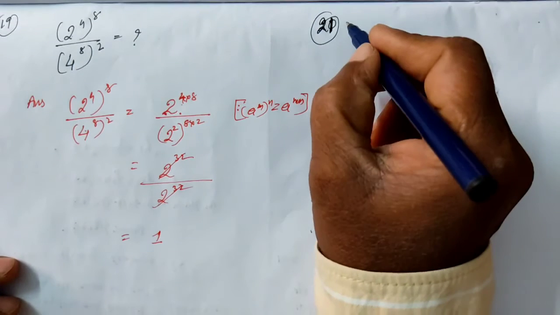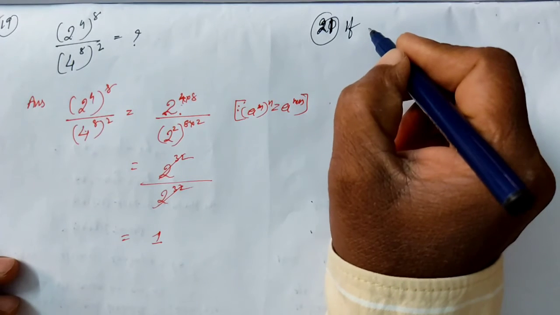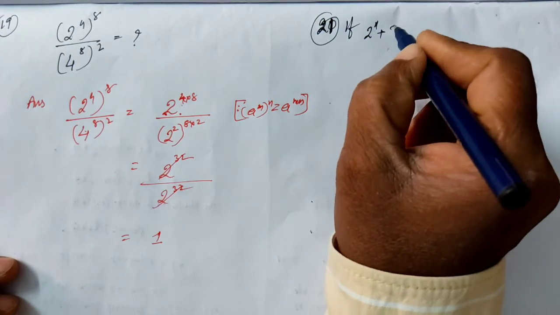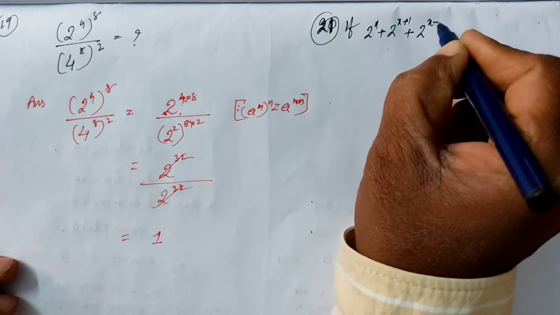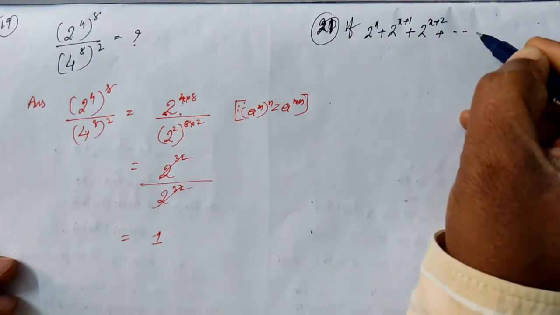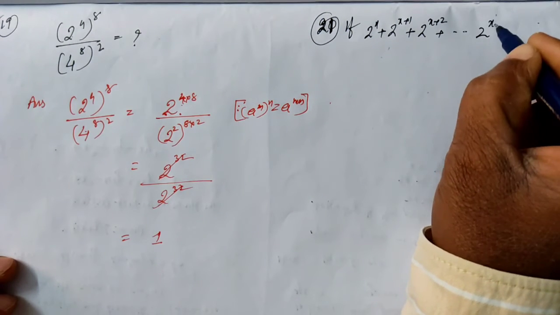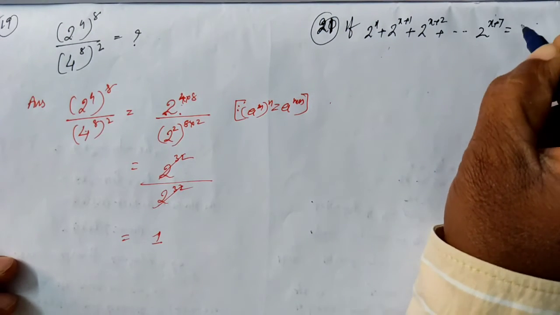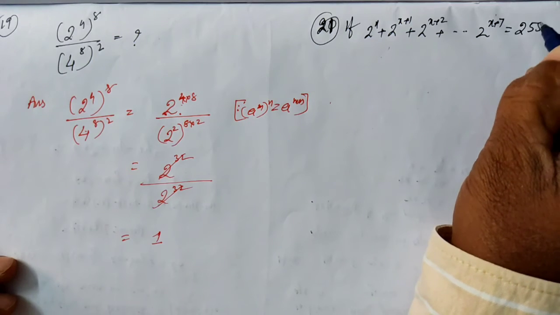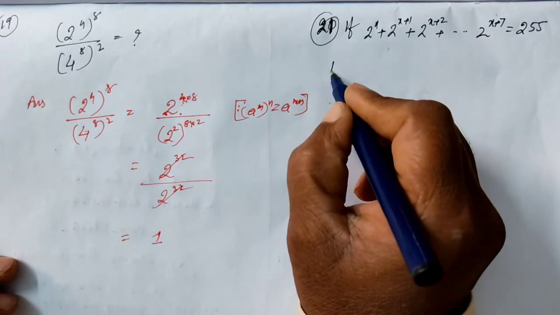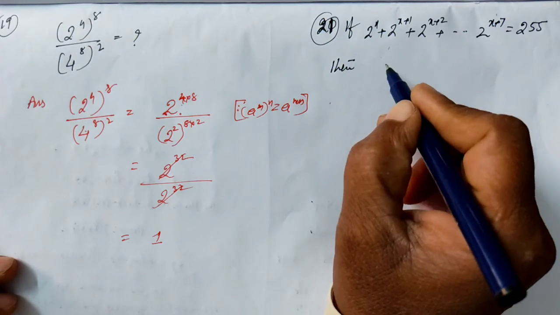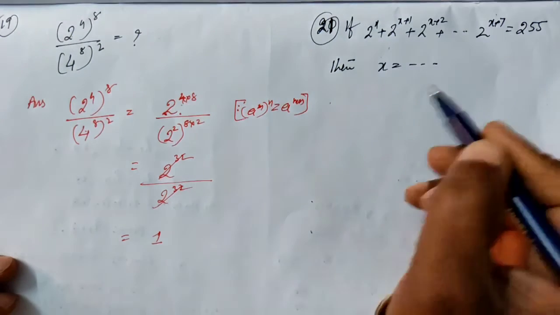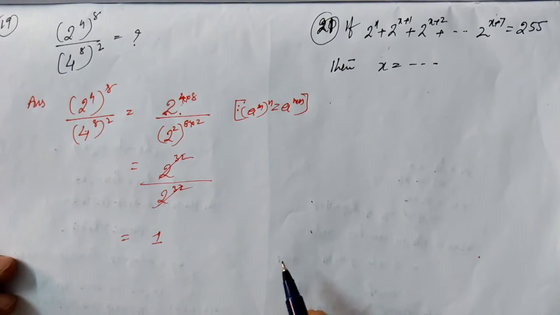If 2 to the power of x plus 2 to the power of x plus 1 plus 2 to the power of x plus 2 plus, okay, so on, 2 to the power of x plus 7 is equal to 255, then x is equal to 1. So that we have to find.